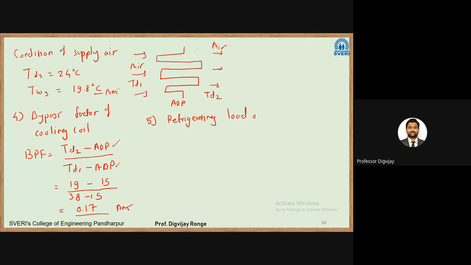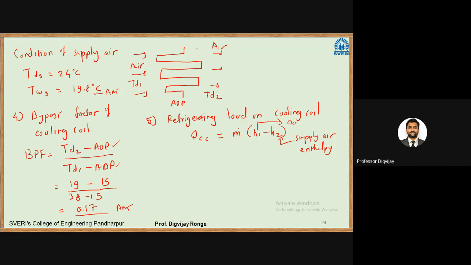Refrigerating load on the cooling coil. So let us denote it as QCC, cooling coil. So this will be what? Mass flow rate into delta H. In this, delta H will be outdoor air enthalpy minus room enthalpy. So that much energy we are removing from the room. So outdoor enthalpy H1 minus indoor enthalpy, that is H2. So H2 is the supply air enthalpy, and H1 is what?